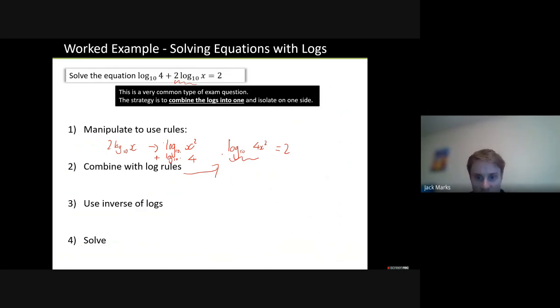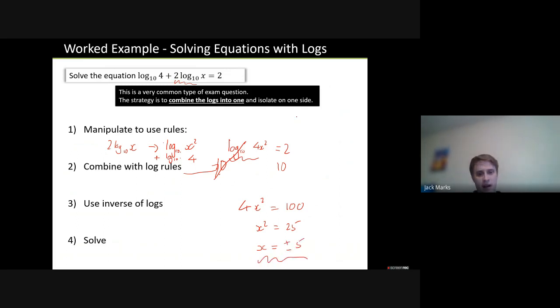I like to do this strategy, which is where you do 10 to the power of underneath on both sides. 10 to the power of and log 10 cancel each other out. So this line becomes 4x squared equals 10 to the power of 2. Well, that is 100, isn't it? X squared is 25. So it's tempting here to say x is plus or minus 5.